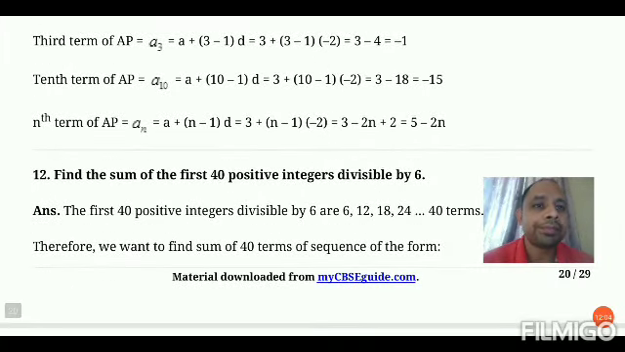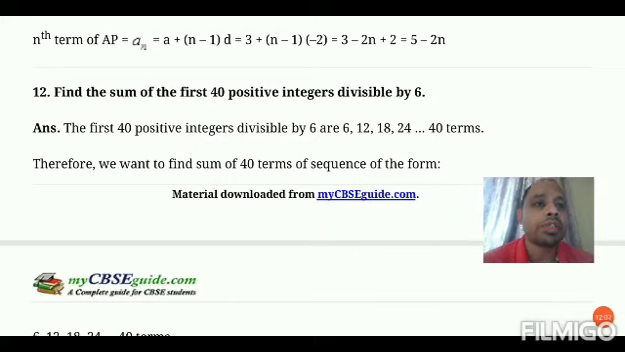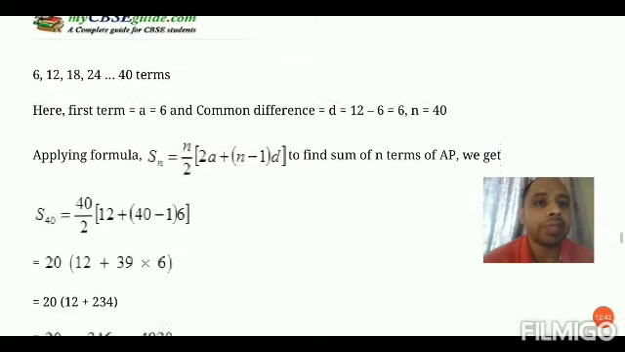Now question number 12. Find the sum of the first 40 positive integers divisible by 6. The first positive integer which is divisible by 6 is 6. The second is 12. The third is 18, up to 40 terms. We have to find S40, where the first term is 6 and the common difference is 6 and n is 40. To apply the formula Sn equals n by 2 in the bracket 2a plus n minus 1 d, we are able to find S40.